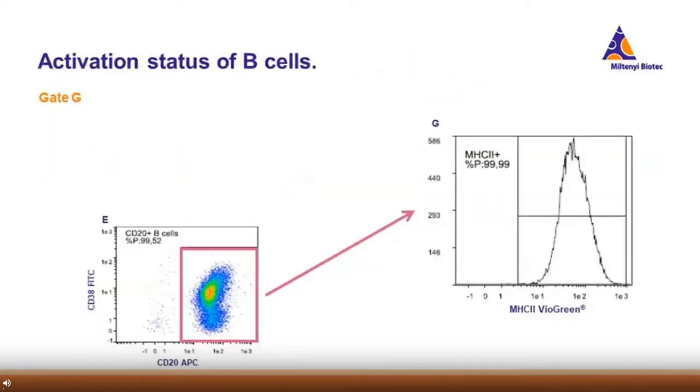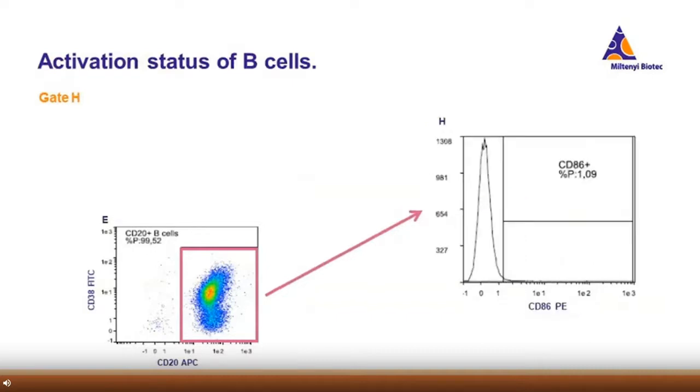Now, when we want to look a bit closer and see what the activation status of these B cells is, we always check for MHC2 to see if the B cells are expressing MHC2. You really see nicely here that they are expressing MHC2. And on top, we always stain for CD86 to see if this is also going to be positive or not.